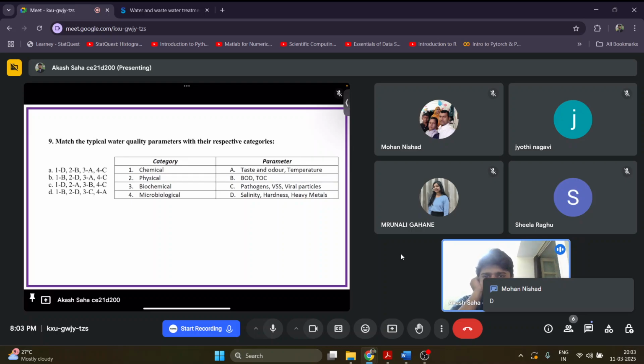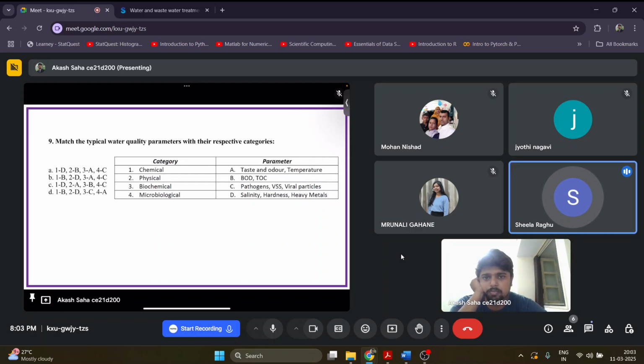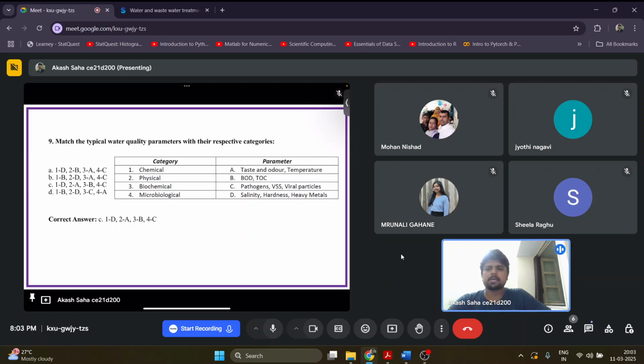So chemical parameters: salinity, hardness, and heavy metals. So that will be my chemical parameters. Then physical: taste and odor, and temperature. That is true. Then biochemical: BOD and TOC. And microbiological will be pathogenic microbiological pathogens, VSS, and viral pathogens. That is absolutely correct. So C will be my correct answer.